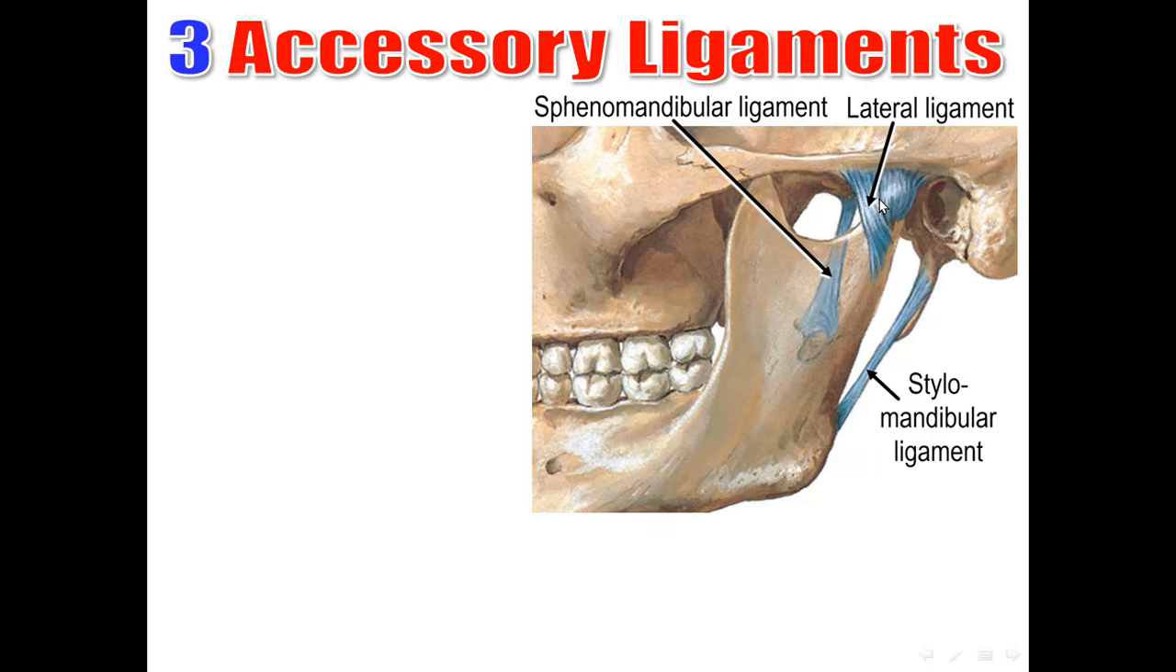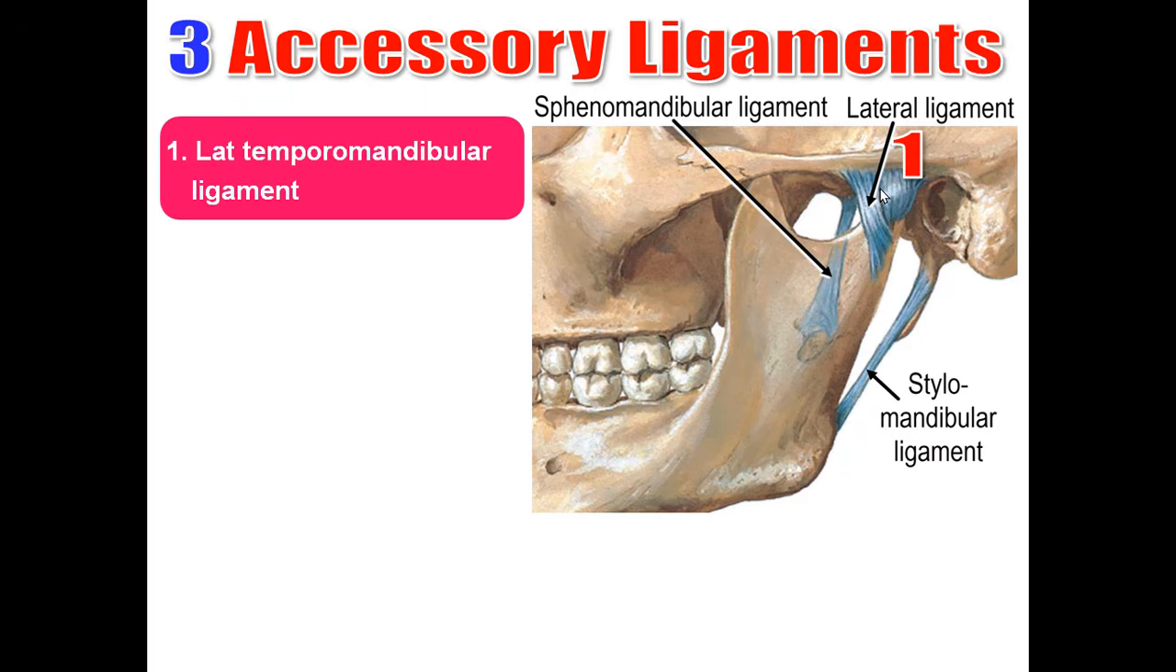Regarding the accessory ligament, three ligaments. This is the first one, lateral temporomandibular ligament. This lateral temporomandibular ligament is attached between the articular tubercle and the neck of the mandible, okay, and it limits the backward movement of the head of the mandible.